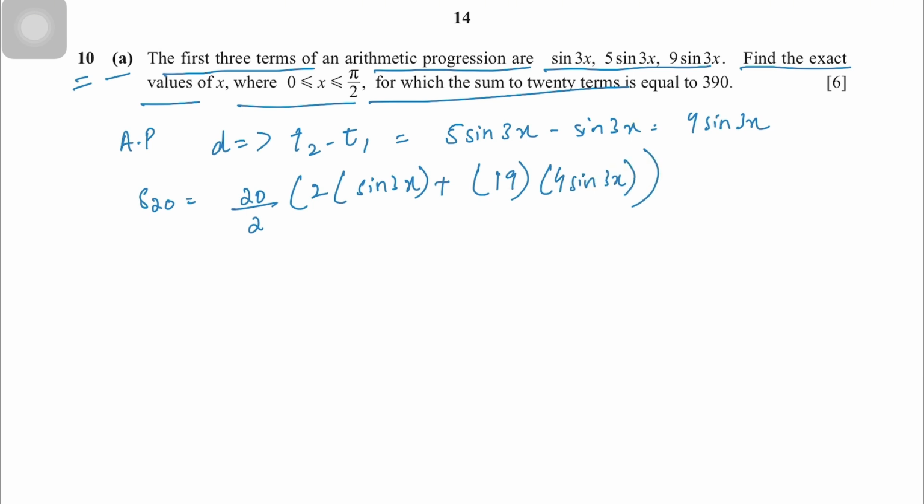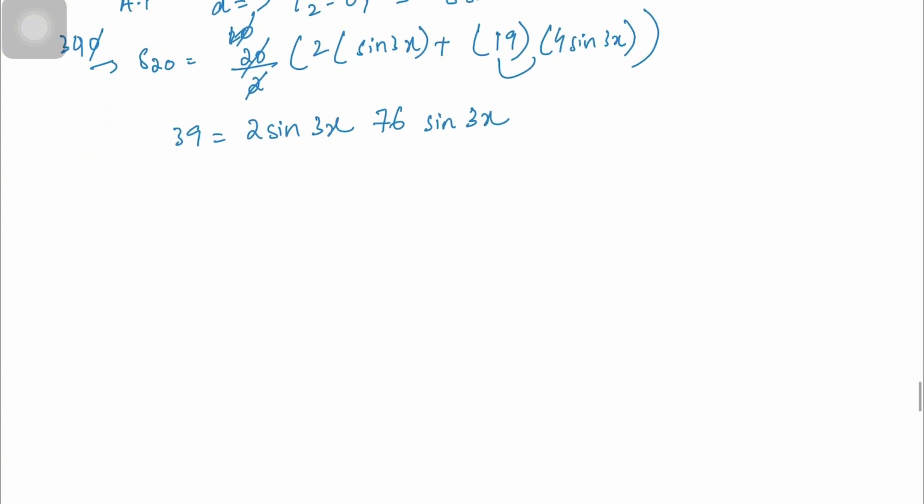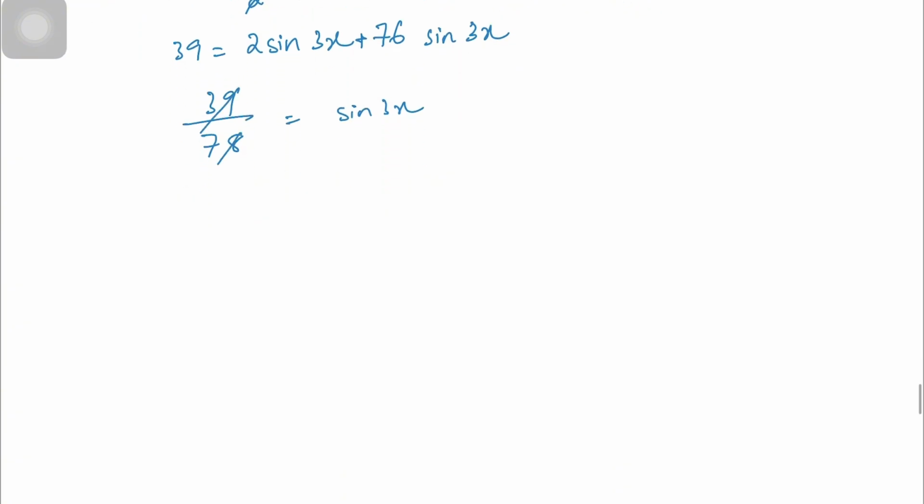Let's just take 2 as common and cancel it. We can cancel 2 with this, so this would be 10, and then cancel 390 by this. We get 39 and then 2 sine 3x. Then 19 into 4 is 76 sine 3x. So we can just divide 78 by this 39. So this would be 39 divided by 78 as our sine 3x. We get it as 1 over 2.